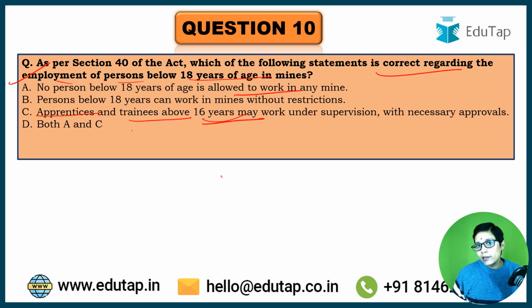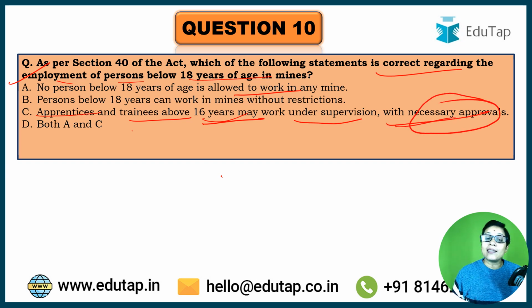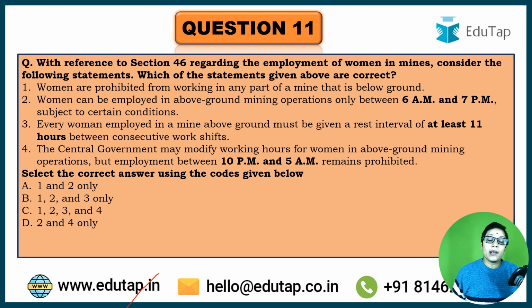Those above 16 years but below 18 years can work under supervision, but with prior approval from the Chief Inspector or an Inspector who can allow it. So they can work with the necessary approvals. So here both A and C are the correct answer. That is, D is the correct option here. Moving on to our next question.